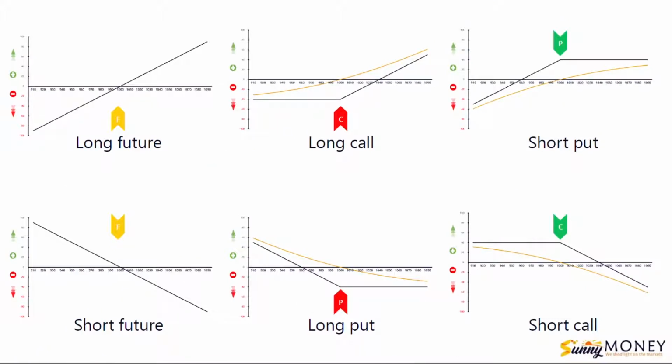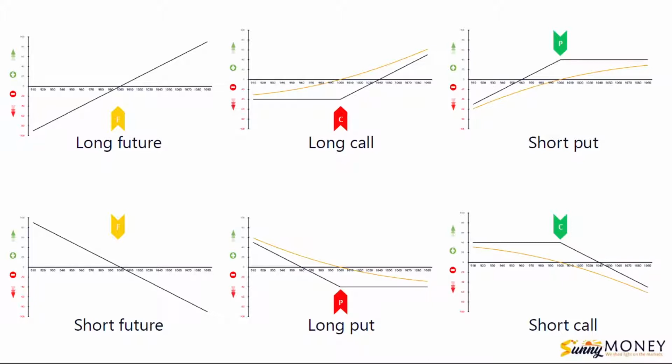These are the 6 most important and simple risk profiles that we need to know in the world of derivatives. The first 3 strategies above are all bullish strategies: long future, long call, and short put. If we look at the 3 strategies below, short future, long put, and short call, we see that all 3 benefit from a bearish market.